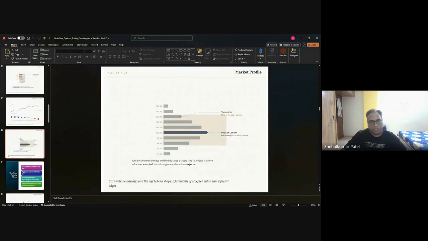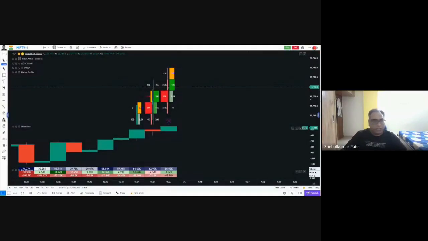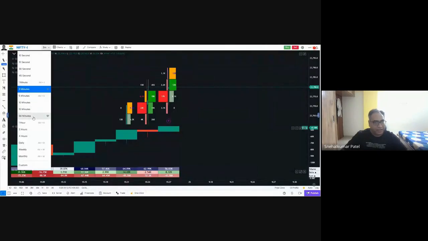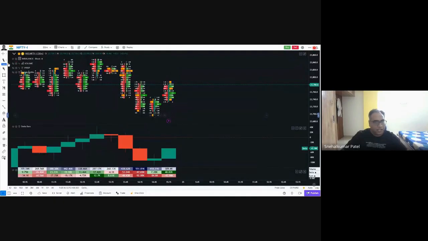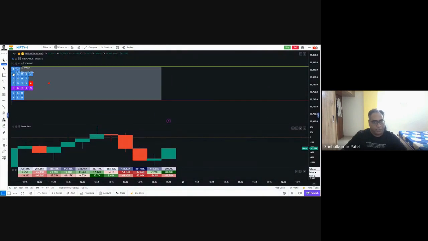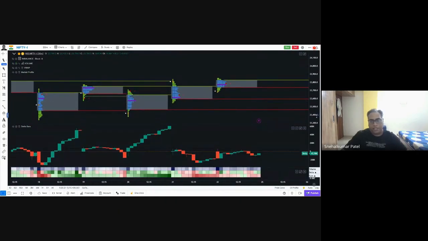One second, I'm just switching the screen. Okay, so I will move to the 30 minute candle, and I will disable the imbalance chart and enable the market profile. So this is how the market profile looks.